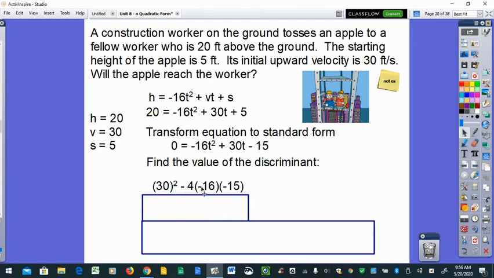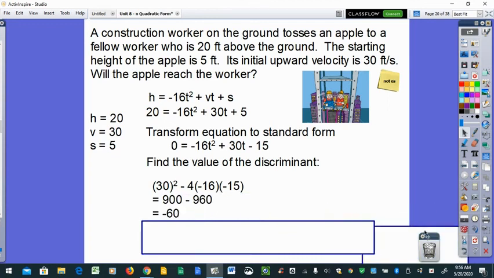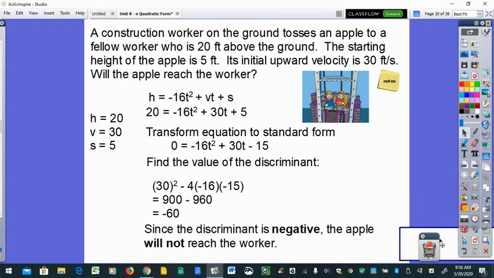Now remember, a negative times a negative is a positive times a negative. We're going to have a minus in here. So 30 squared minus the 4 times the 16 times the 15. And look right here. When we subtract 90 minus 960, we're going to get a negative number. So that is that case where you didn't put enough force behind the apple, so it's going to come back down to you and never reach the worker. So the answer is no, it will not reach the worker.